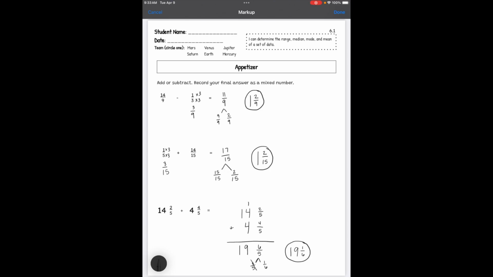Go ahead and check your work with me. Remember, our appetizers should be reviews, so if this skill is tough for you and you didn't get any of them correct, come talk to me because I want to help you pass fractions before we move on to this unit.